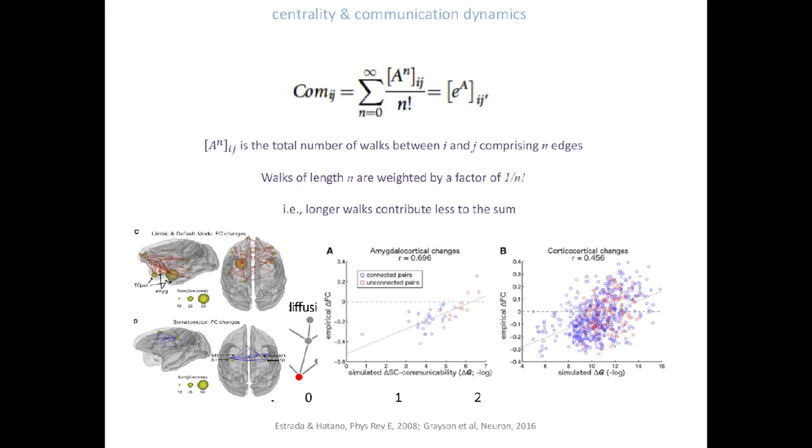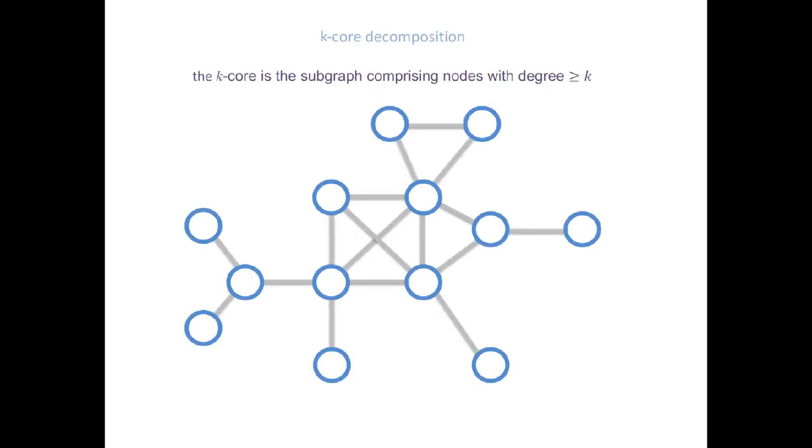This has been shown to be an interesting predictor of functional connectivity. In this study of macaques, they pharmacologically lesioned the amygdala, and looked at the change in functional connectivity to other areas. They were able to predict that change based on the structural communicability between pairs of areas, more so than they were able to do based on shortest path length alone. So this suggests that these diffusion-based metrics perhaps contain something additionally valuable to tell us about brain function.